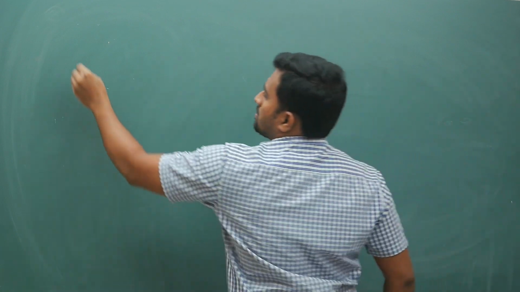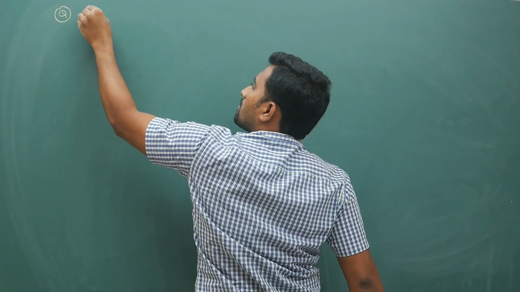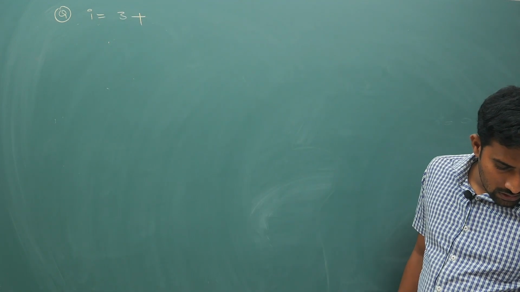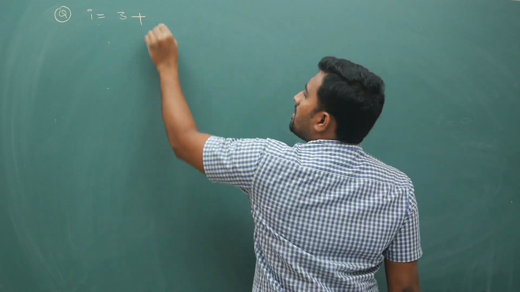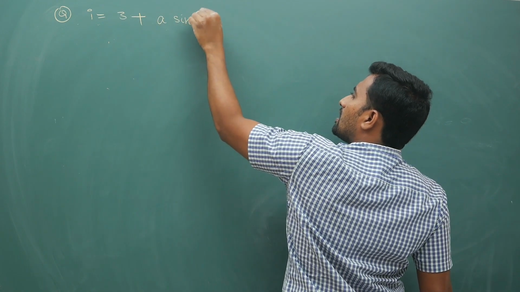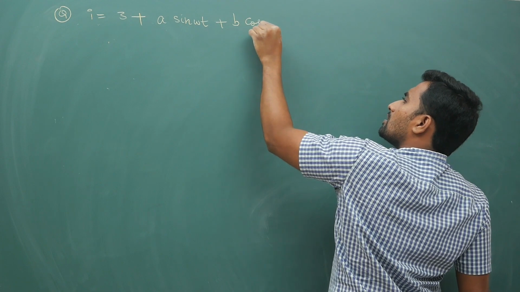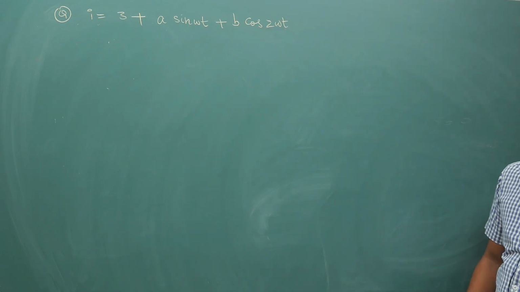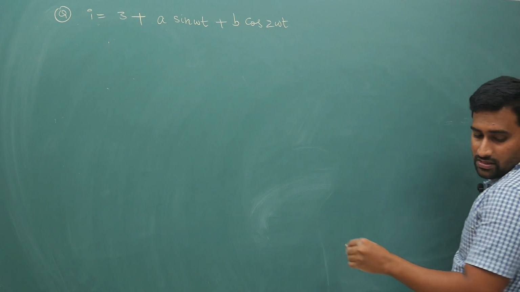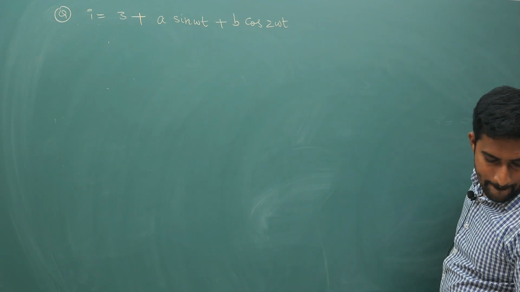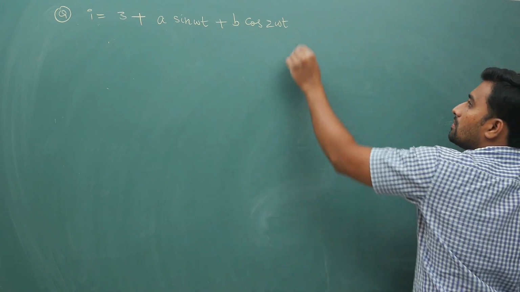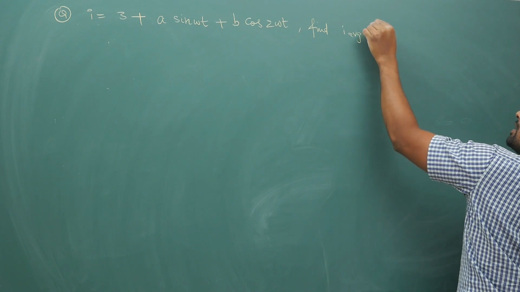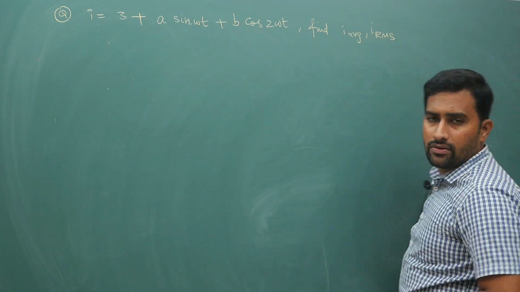Your I is 3 plus a sin omega t plus b cos of 2 omega t. What you are supposed to do is find I average and IRMS. Find I average, comma, IRMS, that is your question.